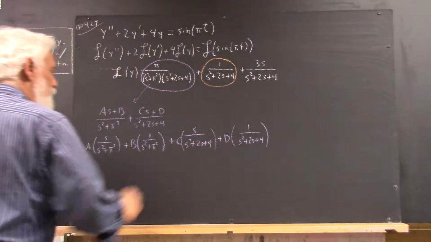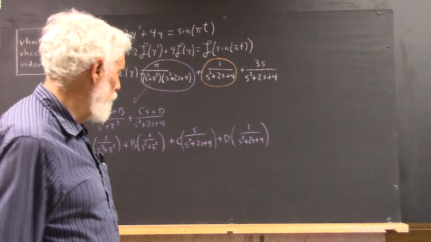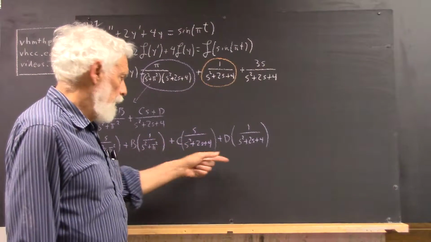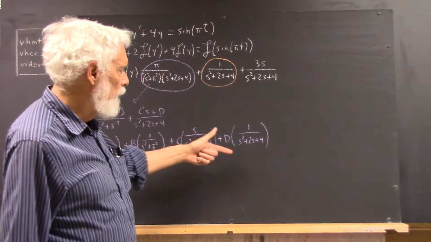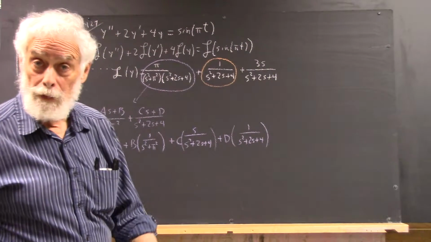Now since this 1 over s squared plus 2s plus 4 doesn't appear in any table, and neither does s over s squared plus 2s plus 4 or anything like that, you don't have any quadratics in your denominators on the table.